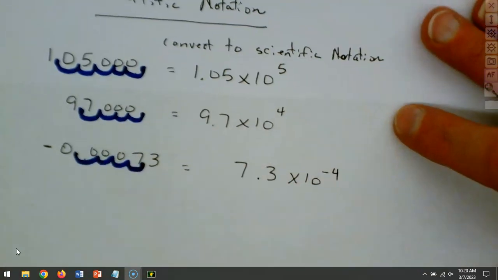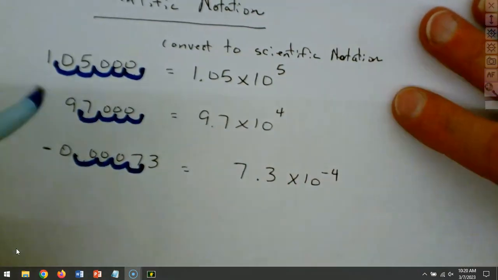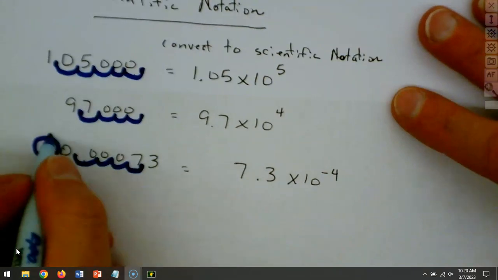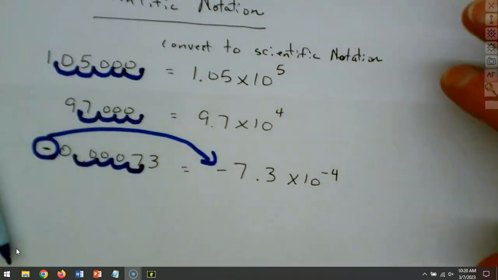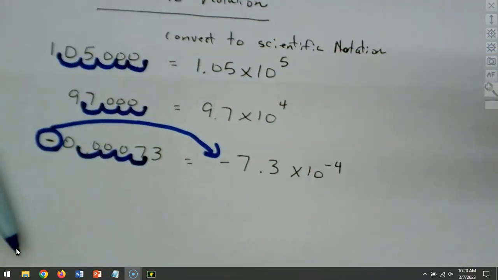to the right. So that's a negative 4. And don't forget about the negative still in front. So that just comes along with it. Okay, the negative just comes right along with it.